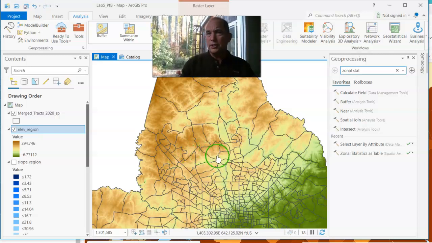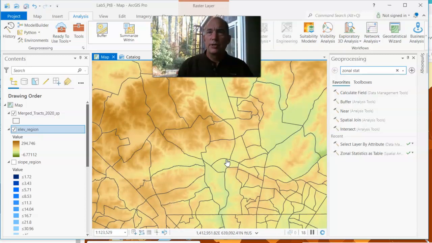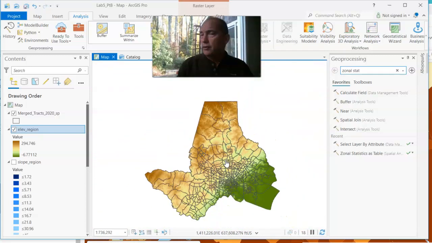So with zonal statistics, we can ask and answer questions like, which tract in this region has the highest elevation on average? Well, you can kind of see it's one of these tracts up here. Which tract has the lowest? Which tracts are at the median? So we can get information about elevation aggregated by tract using zonal statistics.